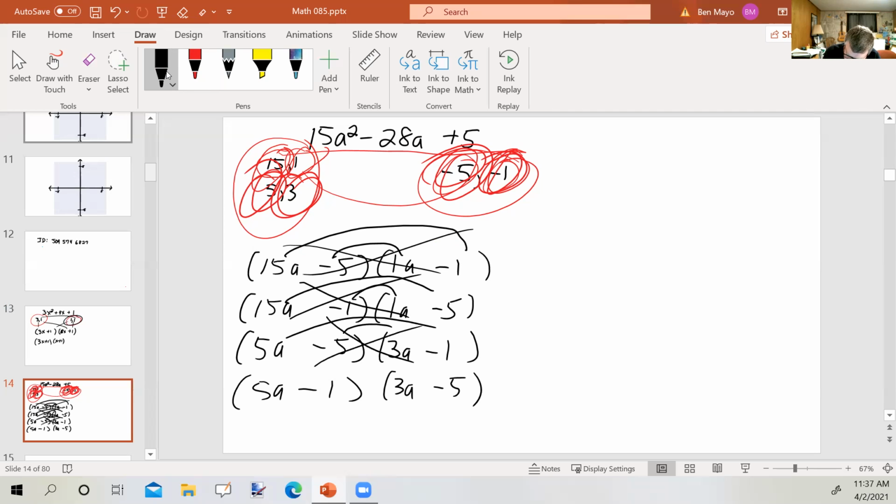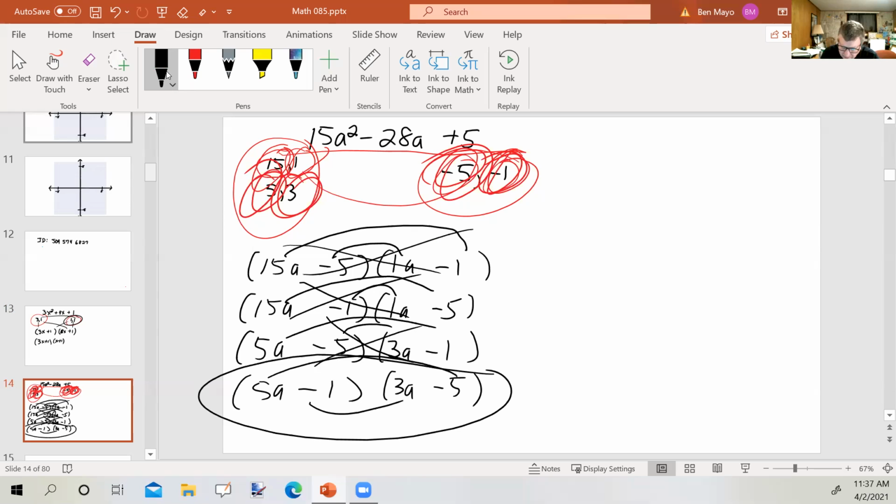And finally, this would be what? -25a minus 3a. Aha, -28a. Now, I didn't deliberately set this up so that the correct answer was the last one. I really didn't. That's just how it worked out. But this one here, multiplying together, gives me the 15a squared minus 28a plus 5.